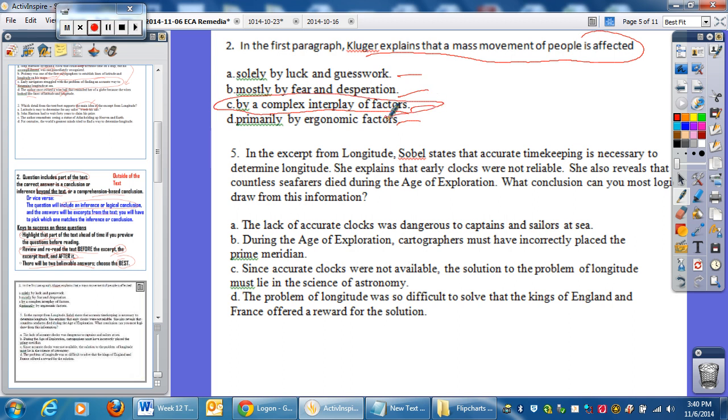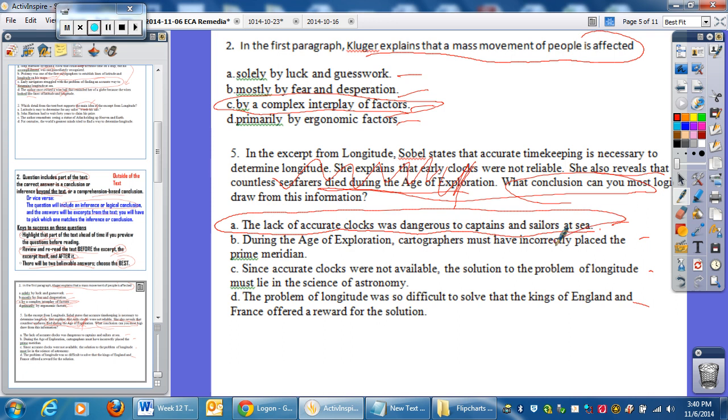So then we look at number 5. In the excerpt from Longitude, Sobel states that blah, blah, blah, blah. Once again, here's the argument, okay? What conclusion is this? So these all were things that came from the text. Which one of these is the inference that wasn't necessarily stated in the text, but is the correct one that matches up with that stuff in the text? And when you're looking at this one, the best answer based upon the previous evidence is A, okay?